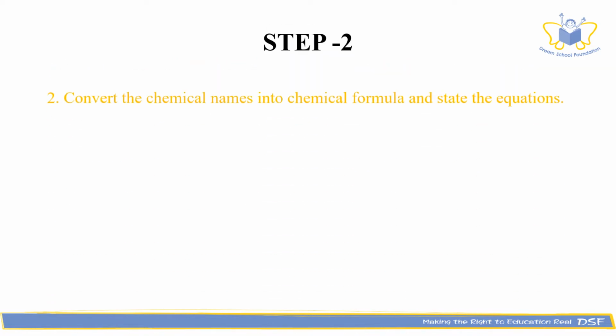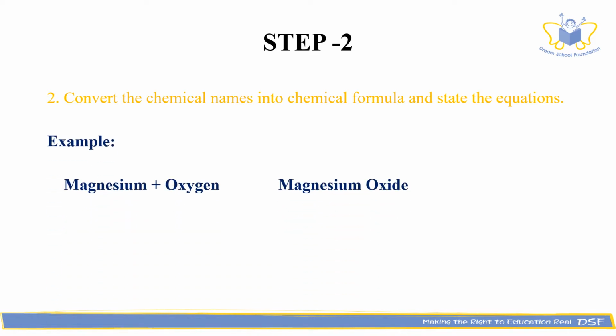Step 2. Convert the chemical names into chemical formula and state the equation. Magnesium plus oxygen gives magnesium oxide from the example. Magnesium is monoatomic, so it is written as Mg, whereas oxygen is diatomic, that is, free oxygen is present as two atoms of oxygen and always bonded together as an oxygen molecule. So it is written as O2, which gives the product MgO, that is magnesium oxide.